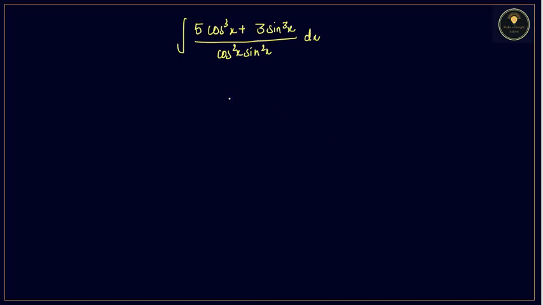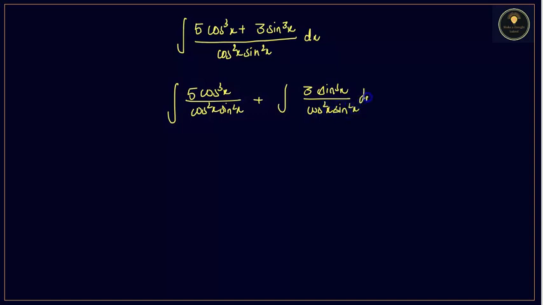In this question, we have to find the integration of (5 cos³x + 3 sin³x) upon cos²x sin²x. So we will separate all the values and I will write it as 5 cos³x upon cos²x and sin²x, plus I will write 3 sin³x upon cos²x and sin²x, dx.